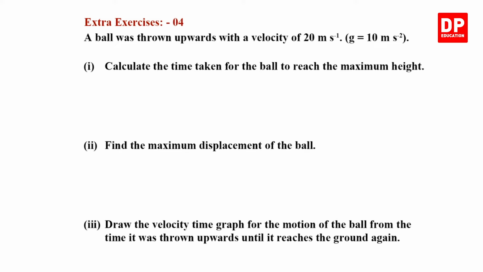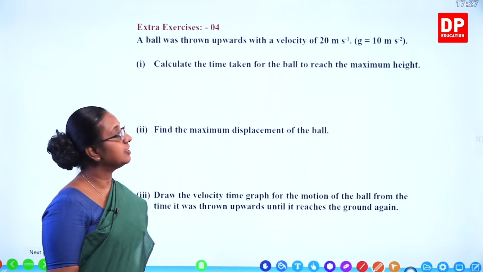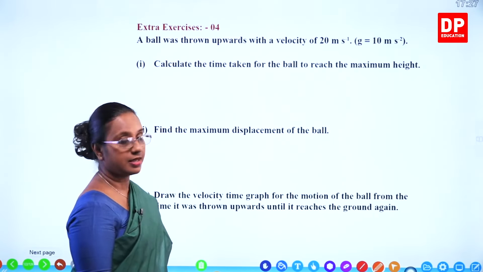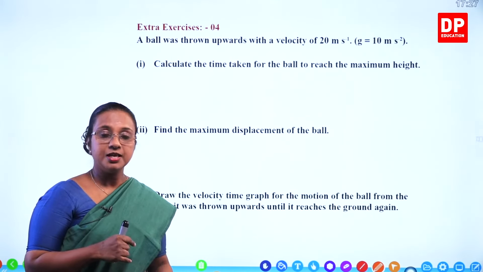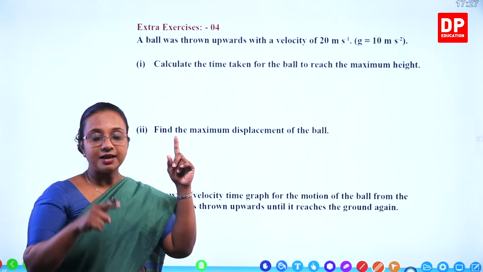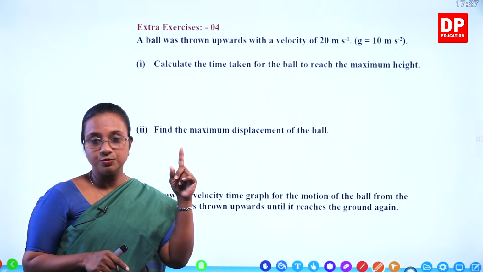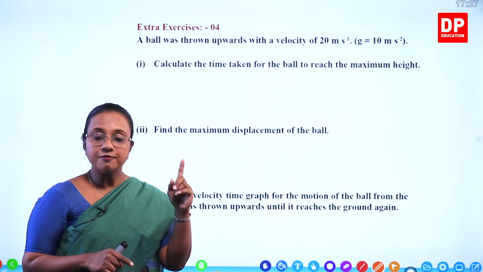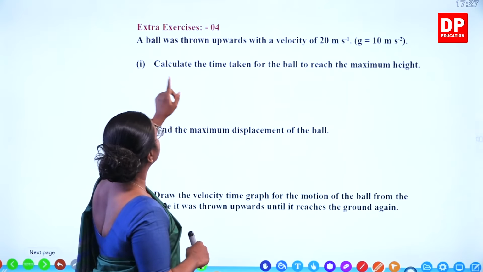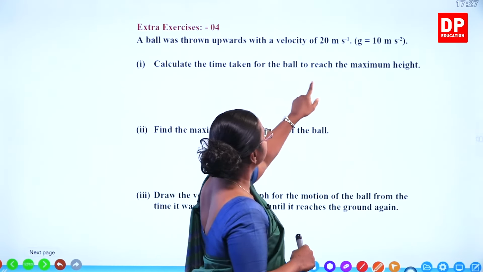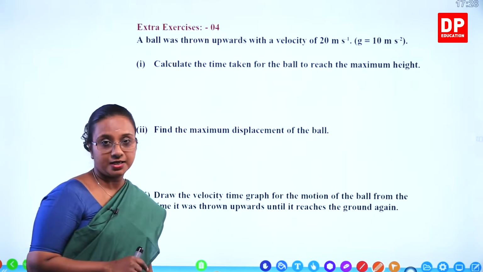Extra exercise 4. A ball was thrown upwards with a velocity of 20 meters per second and the gravitational acceleration is given to you 10 meters per second square. So when you throw something up, a ball upwards, it's going to move upwards, but the gravitational acceleration is going to work downwards. So therefore, it is going to be a deceleration. Calculate the time taken for the ball to reach the maximum height.